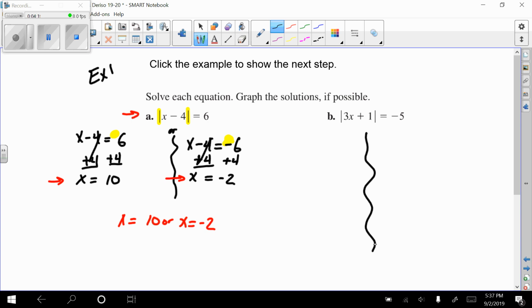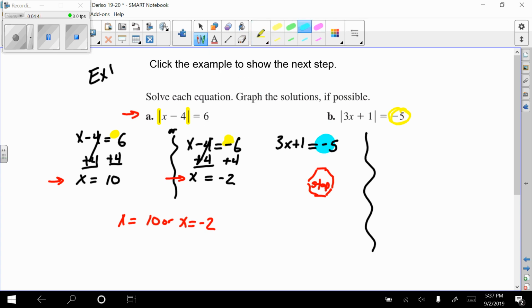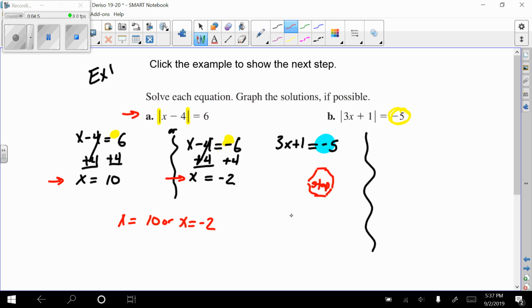Remember, the strategy is get rid of the brackets, so 3x plus 1 equals -5. Now here is the case where we have something that is negative here, meaning the opposite of, but I'm going to put the stop sign up. What do we know about an absolute value? We know that an absolute value sign cannot be a negative number. That is not allowed because it's talking about distance from 0. So this has no solutions.